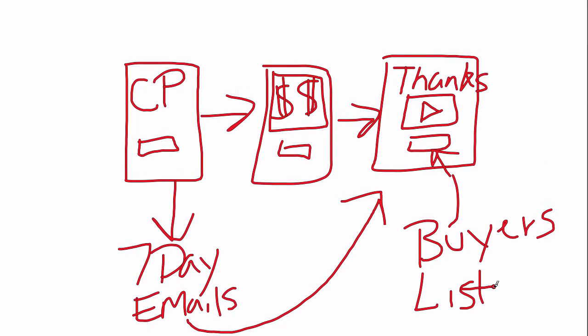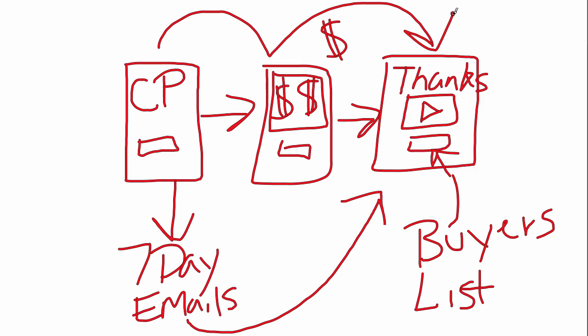Okay. So it kills two birds with one stone. They're taken from the capture page to the sales page. And once they purchase, they're taken to the thank you page where we have instructions that tell them to opt in to receive their goods or the service that we provide. And then once they opt in, they're on that buyer's list.